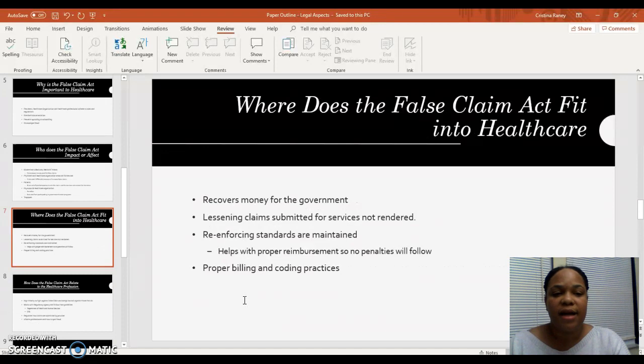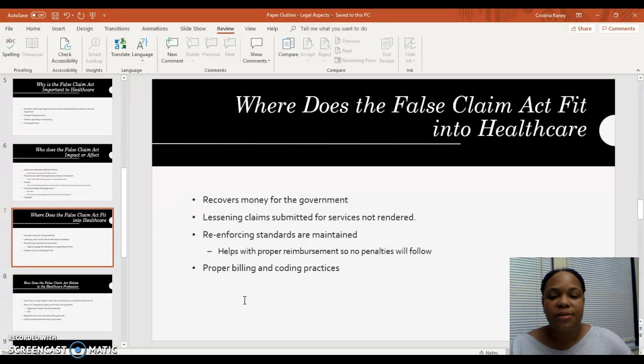Where does the False Claims Act fit into healthcare? The False Claims Act fits into healthcare because it helps recover money for the government. So when the government recovers money, they have more incentives for participating physicians and healthcare providers.